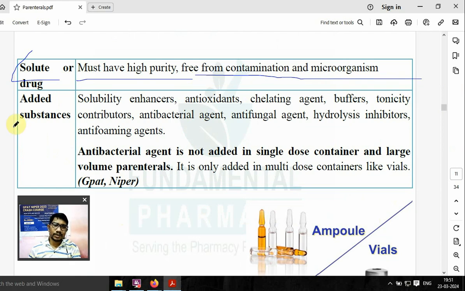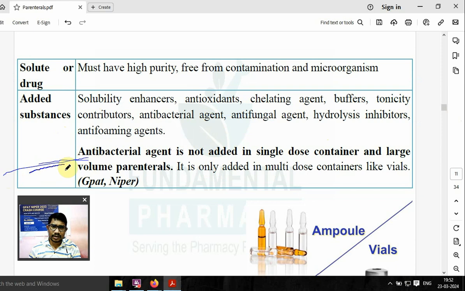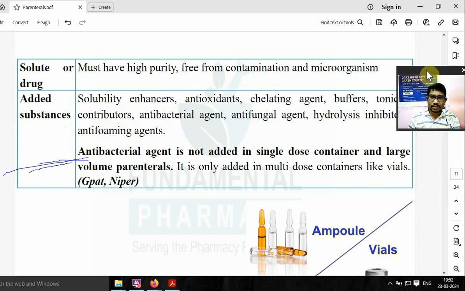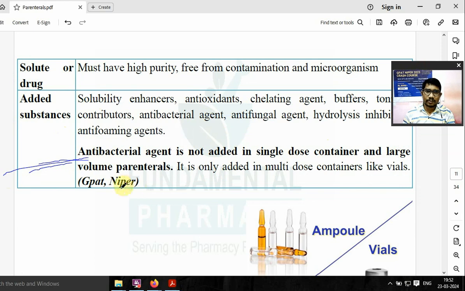देन थर्ड इज नथिंग बट द एडेड सब्सटेंसेस, मतलब एडिटिव्स और एक्सिपेंट. So we are using antioxidant, chelating agent, buffers, tonicity contributor, antibacterial drug, antifungal agents, then hydrolysis inhibitor, antifoaming agents. These we are using as additives, right? Antibacterial agent is not added in a single dose container.